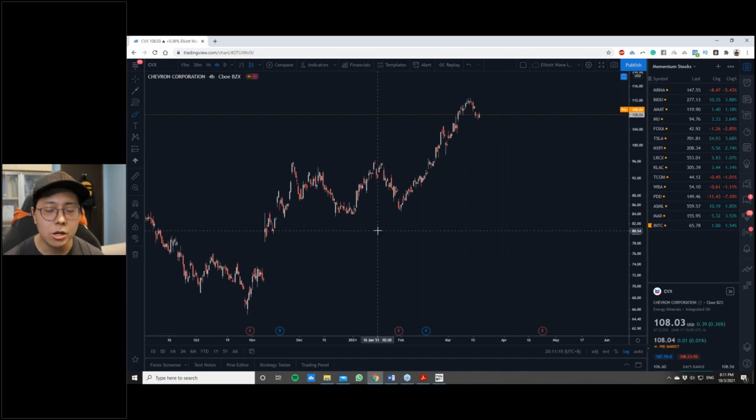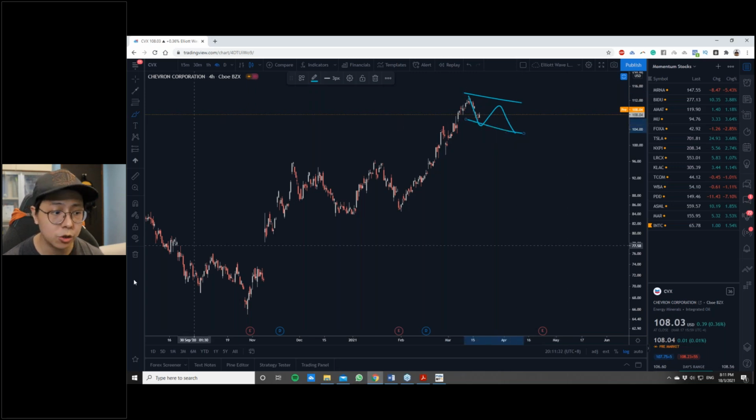Very easy. Once you understand what's impulse and what's correction, you can look at any chart straight away, put in the analysis, and know where to buy, where to sell, whether you want to buy now or sell now. You need to wait for the setup, ABC, something like this. You need to give the market time. I hope that's clear.